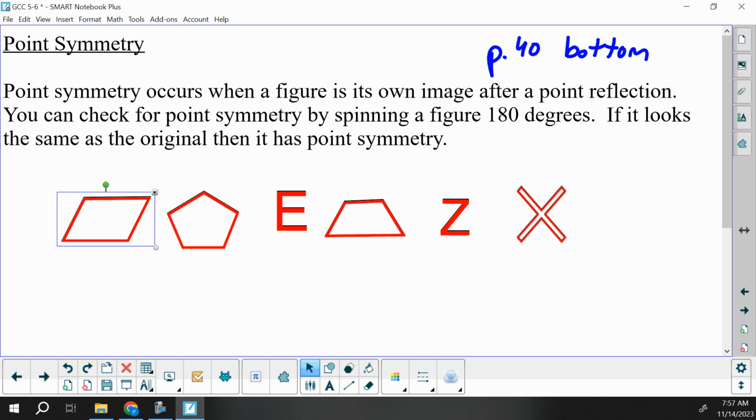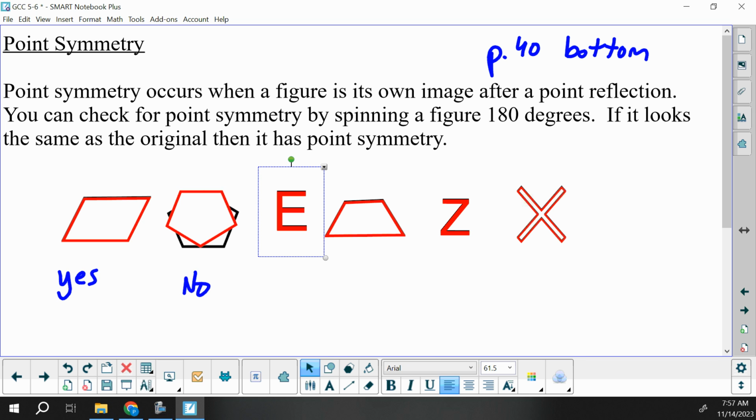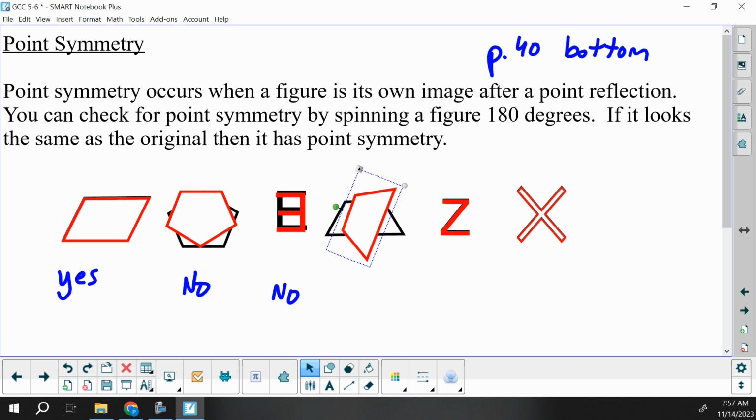So that first one, notice I spun it upside down, looks exactly the same. So yes, this one would have point symmetry. The next one, when I spin it upside down, notice it is not identical, so that would not have point symmetry. E, when I spin it upside down, does not match up, so that does not have point symmetry.